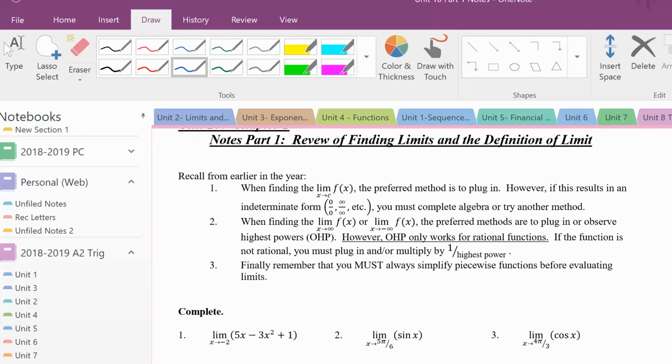Number one, when finding the limit as x approaches a number, the preferred method is to plug in the number. However, sometimes that can make it indeterminate. So once you determine that it's indeterminate, you must do some algebra or try something else to find the limit. Observing highest powers only works for rational functions. And remember that you must always simplify piecewise functions before evaluating the limits.